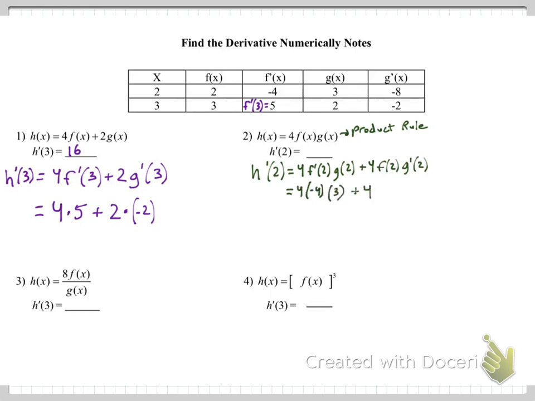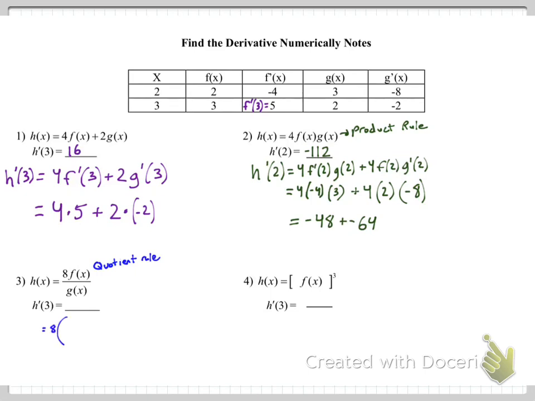So when we substitute these in, we get 4 times -4 times 3 plus 4 times 2 times -8, and that's all taken from the table. So multiply that out, add it together, you get -48 plus -64, which gives you -112. All right, moving along, we do have the quotient rule here.